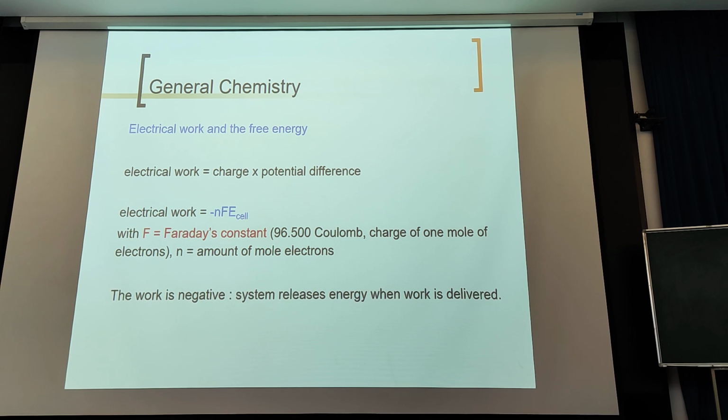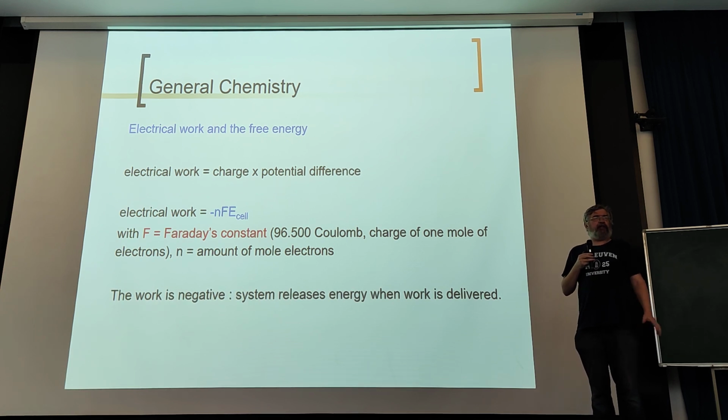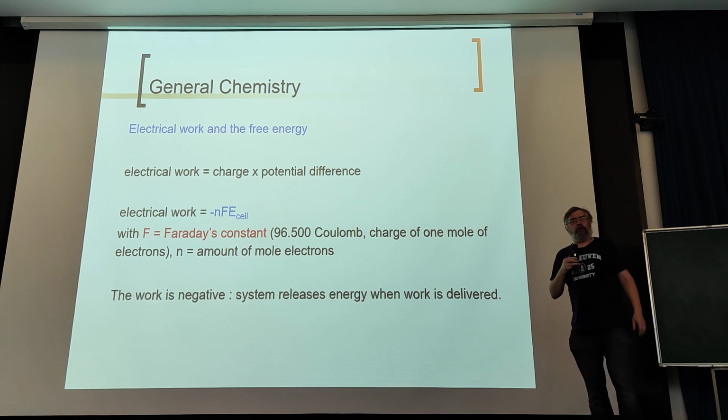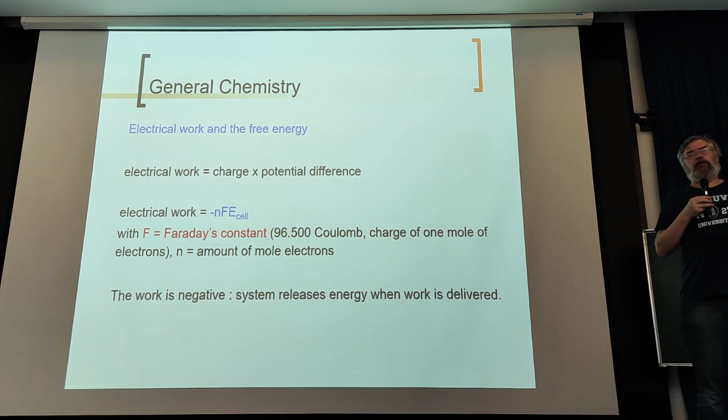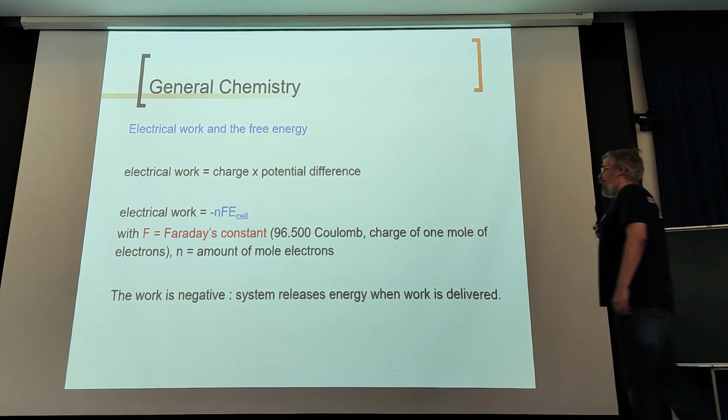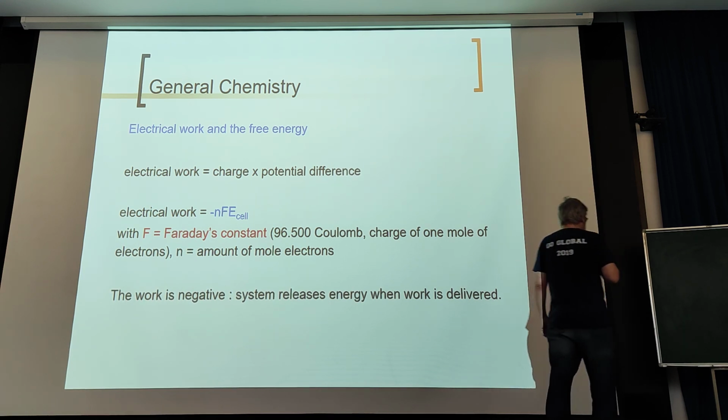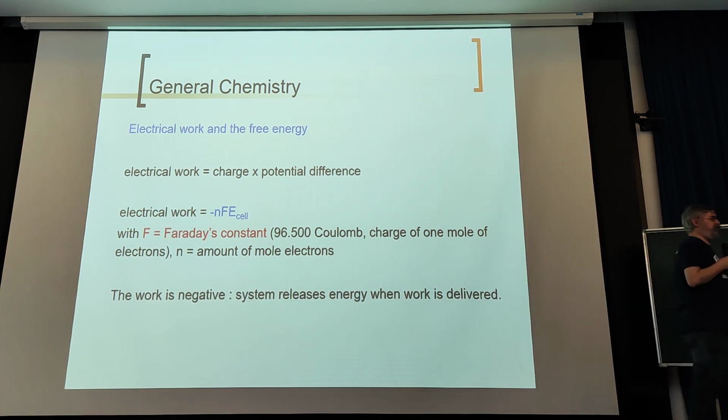That corresponds to a certain charge as a result of a potential difference. And the work can actually be seen as the product of these two. Now the potential difference, that's E or delta E. And so E of the cell is indeed the difference between the two potentials of the two compartments. Now N and F, what does that mean? F is actually the charge of 1 mole of electrons.